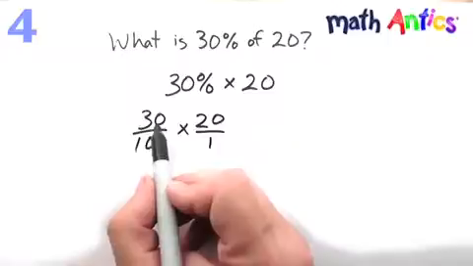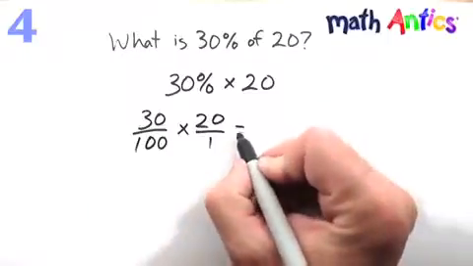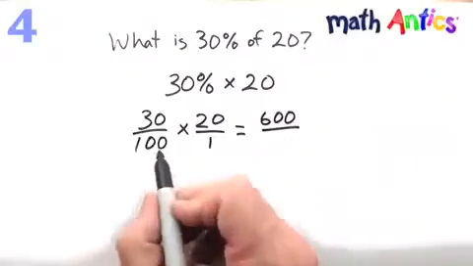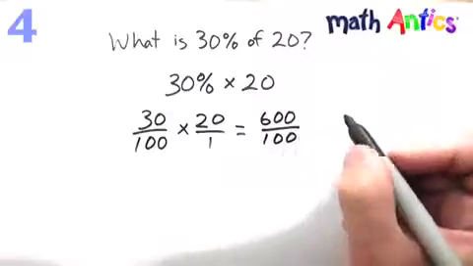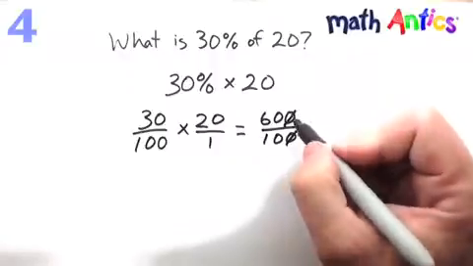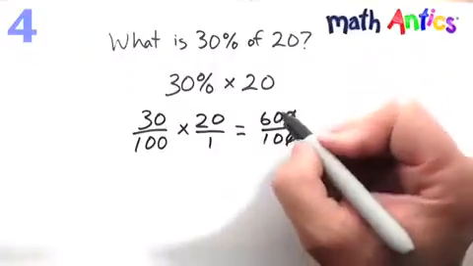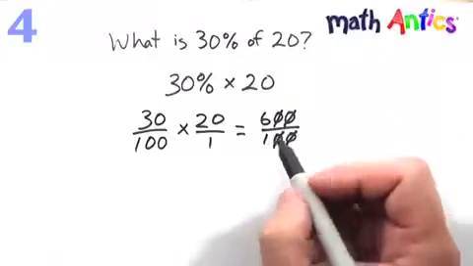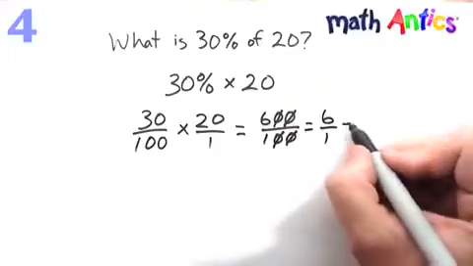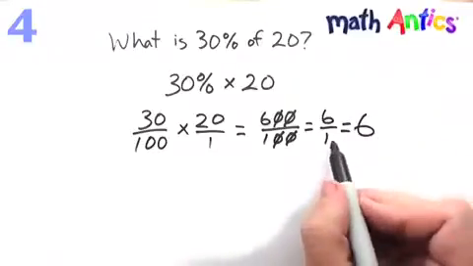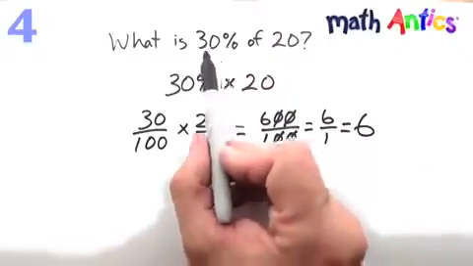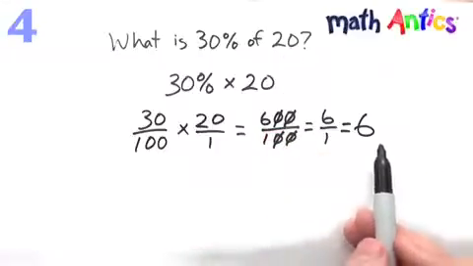And then we'll multiply these fractions. We'll start by multiplying the top numbers together. So 30 times 20 equals 600. 100 times 1 equals 100. And then we can simplify this fraction by canceling off the zeros that are on the right side of the number. And that leaves us with 6 over 1. So let's just write that, 6 over 1. And that simplifies to 6, because 1 as the bottom number of a fraction is the same as that number by itself. So 30% of 20 equals 6.